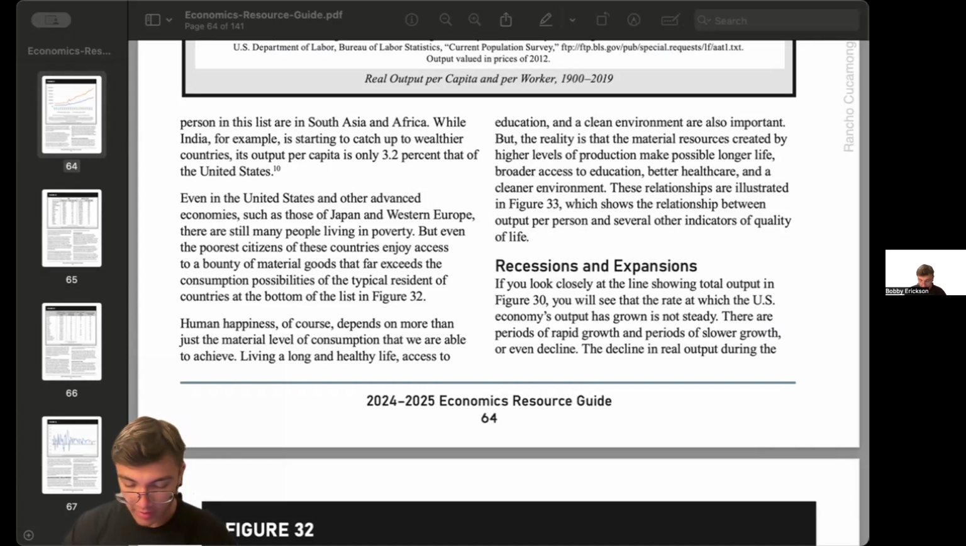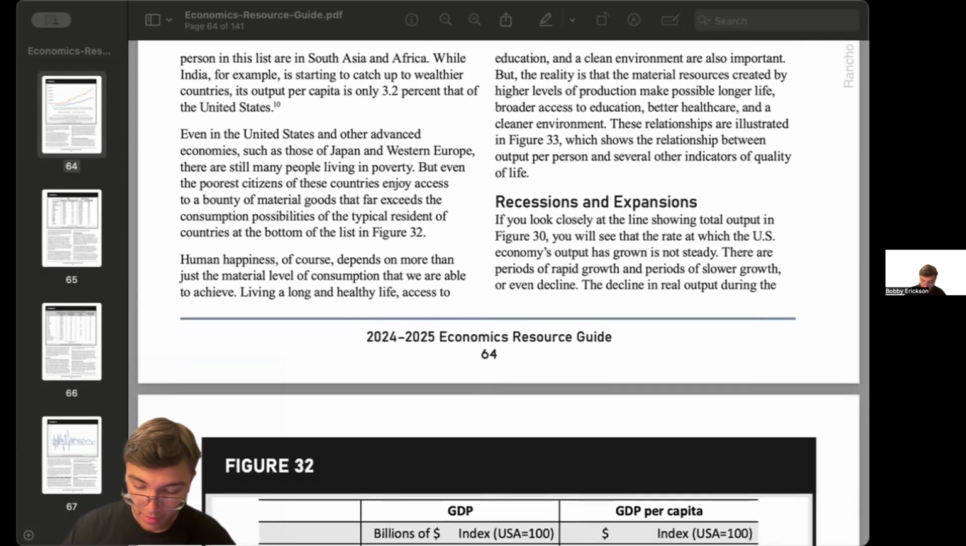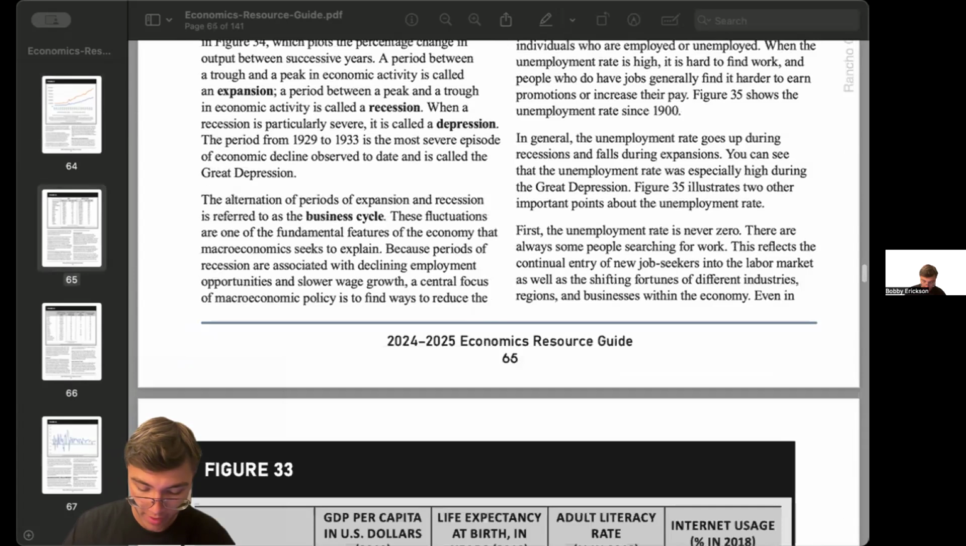Now, of course, it is noted that human happiness depends on more than just consumption. It, of course, means living a long and healthy life, education, and a cleaner environment overall. But we can see that usually material resources actually allow for these things: longer life, broader education, better healthcare, and a cleaner environment. So we see in Figure 33 GDP per capita and other quality of life indicators.